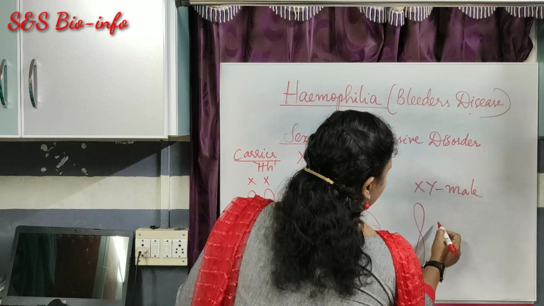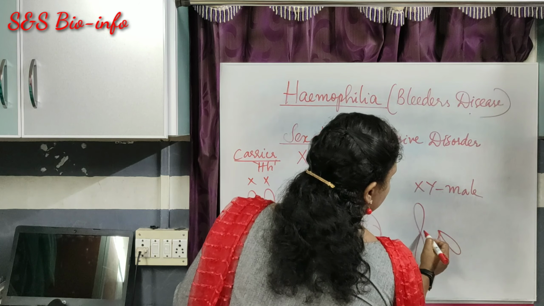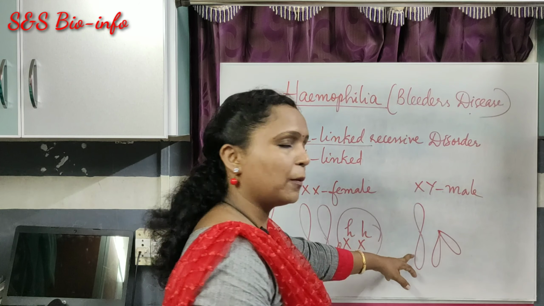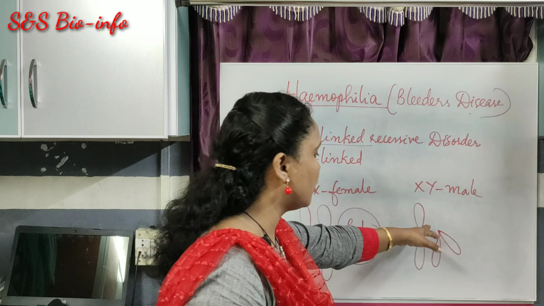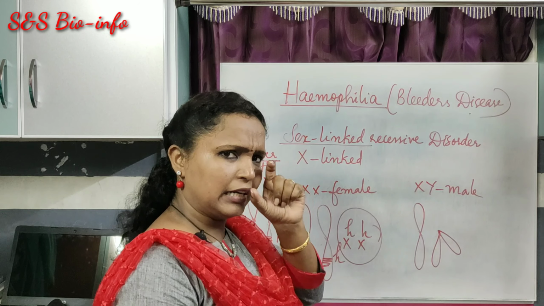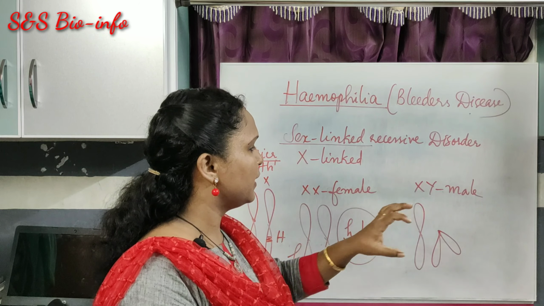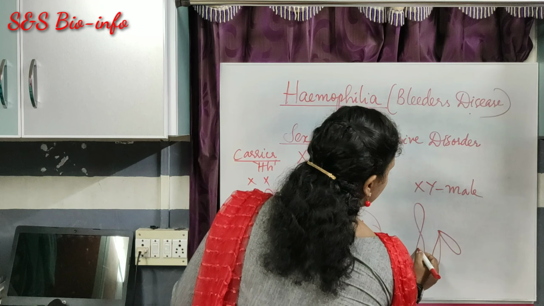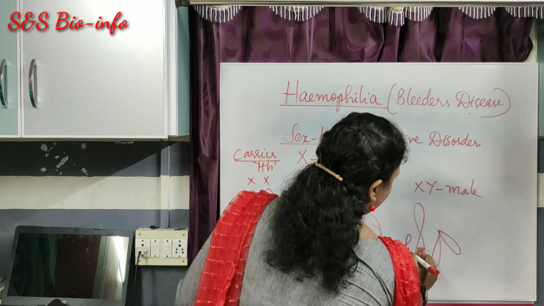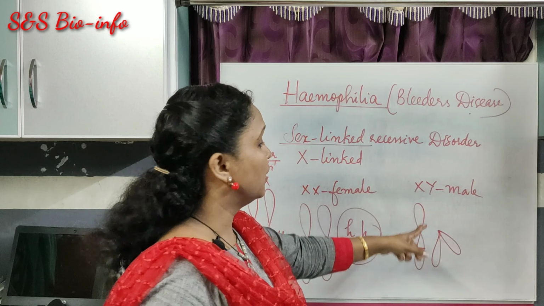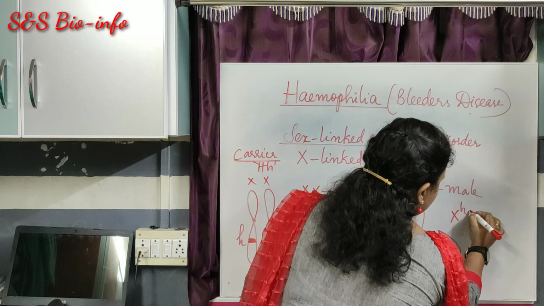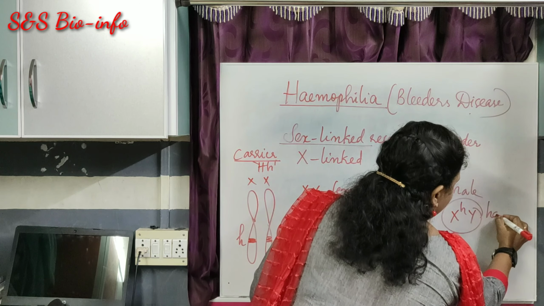Look here, the X and Y chromosomes. This chromosome pair is not homologous. That means the genes present on the X chromosome are not found on the Y chromosome. A little portion is homologous, but it is not completely homologous. See, if the recessive allele is present here, the person would become hemophilic. This condition can be represented like this. This is a hemophilic man.